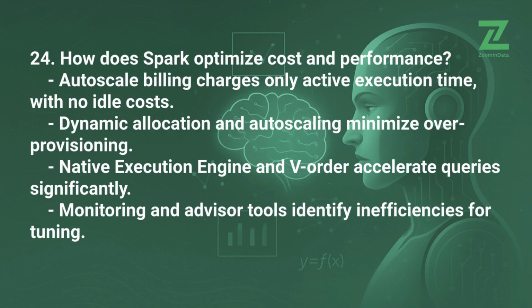24. How does Spark optimize cost and performance? Autoscale billing charges only active execution time, with no idle costs. Dynamic allocation and autoscaling minimize over-provisioning. Native execution engine and V-Order accelerate queries significantly. Monitoring and advisor tools identify inefficiencies for tuning.